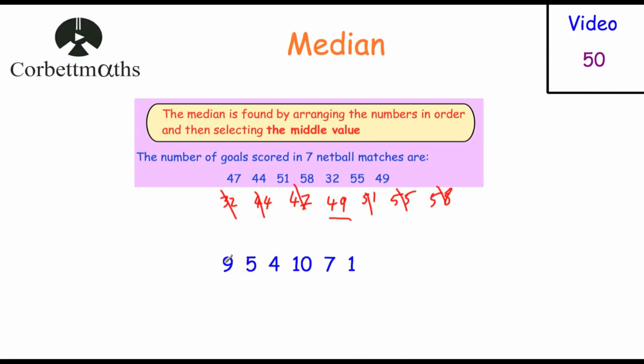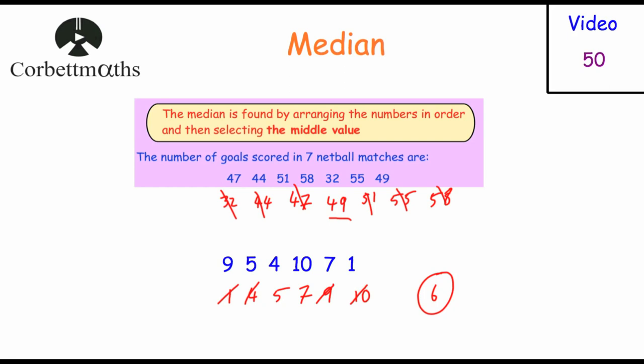So let's have a look. We've got 9, 5, 4, 10, 7, and 1. So let's arrange these in order. So 1's the smallest, then 4, 5, 7, 9, and 10. Cross off the smallest, cross off the biggest, cross off the next two. And then we've got 5 and 7 in the middle. Well, to find the median, that's in the middle of those two values. So in the middle of 5 and 7 would be 6. So the median for this one would be 6. If the two numbers in the middle are the same, well, then they would just be that value. Because for instance, if it was 8 and 8, in the middle of 8 and 8 is 8.